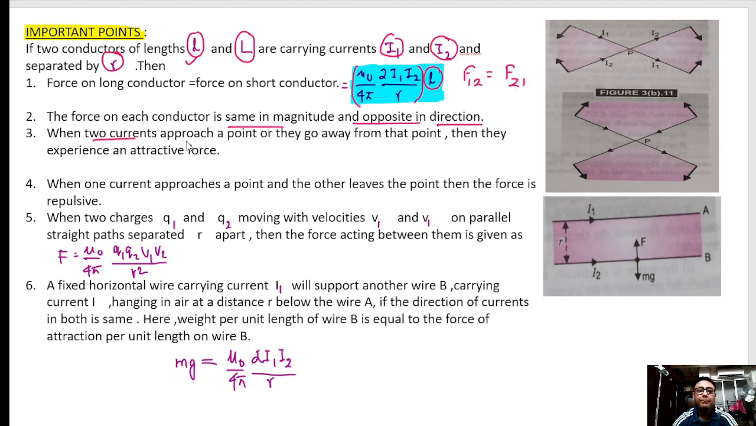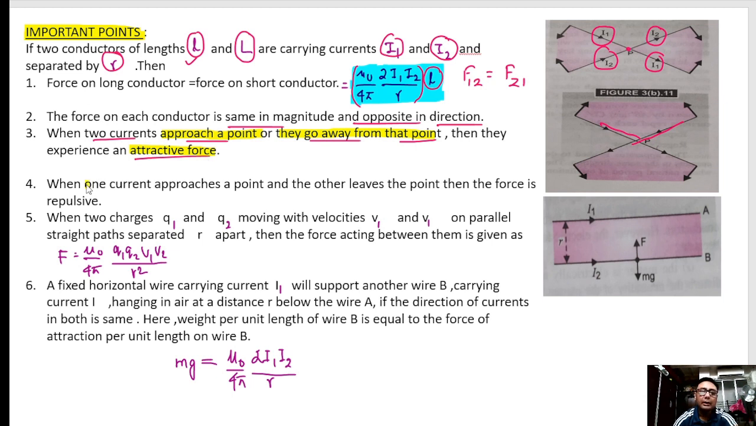When two currents approach each other, please watch here, they are approaching each other towards a point, or they go away from that point. If they are approaching, this is the approach. Approaching a point, then they attract. So approach is attract. If the two currents are approaching a point or going away from a point, it will be an attractive force.